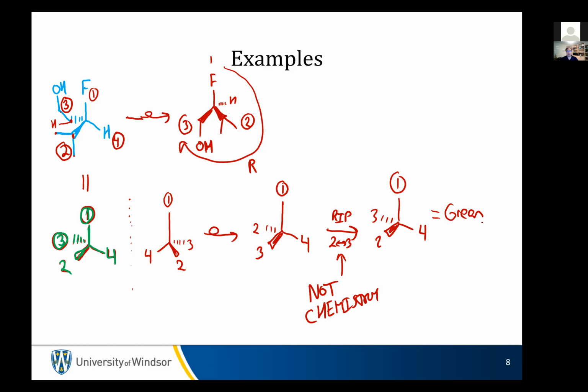So what I've just done is I've switched two of the groups around. I've swapped their positions. Like it's a trade, right? It's a 1-for-1 trade. No draft picks. And you make the same molecule.